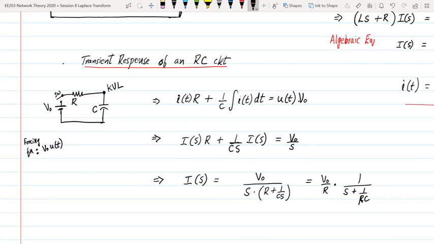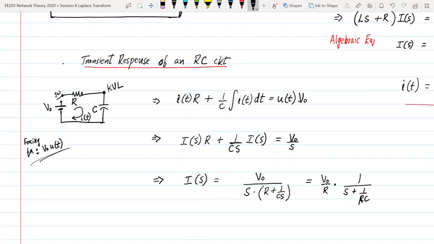So we are taking the sum of voltages in the loop is 0. So I into R, the current I of t is flowing in the loop, right? I into R plus 1 over c integral I dt is equal to u of t into V0. We said the forcing function is V0 into u of t.